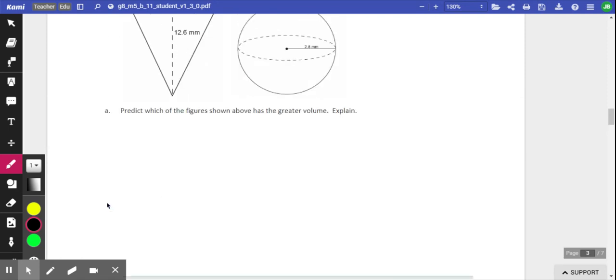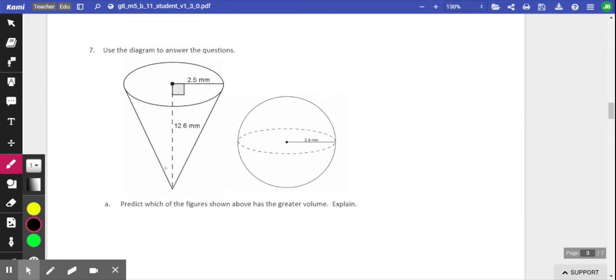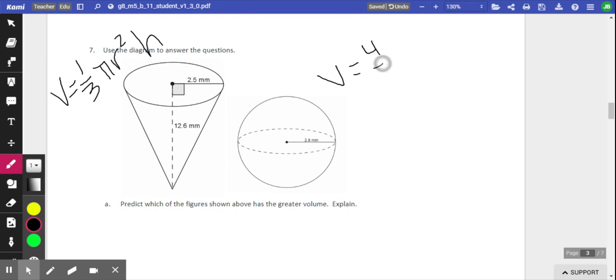For B, you're going to actually have to find the volume of each one. So you're going to find the volume of the cone using the volume formula for a cone. V equals 1/3 pi r squared times the height. And then for the sphere, you're going to have to do volume equals 4/3 pi r cubed, and then see which one has a greater volume. And make sure you answer your question. Don't just find the volume, you have to determine which one has the greater volume also.